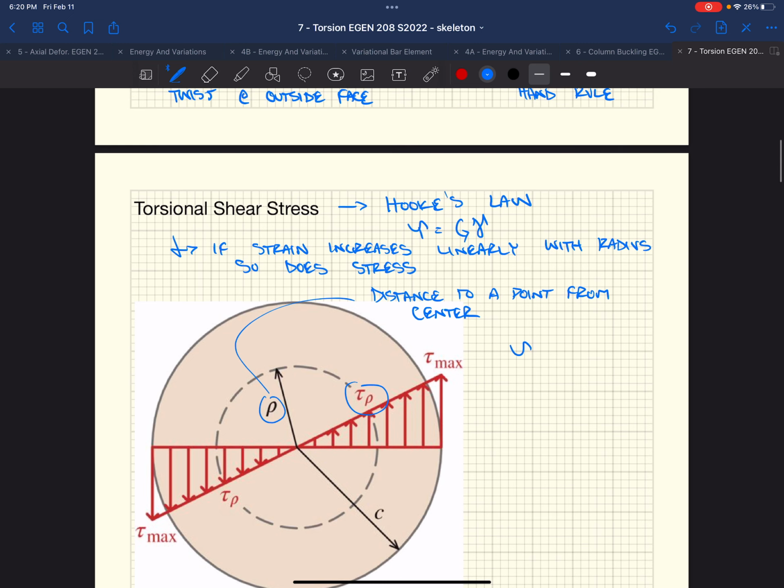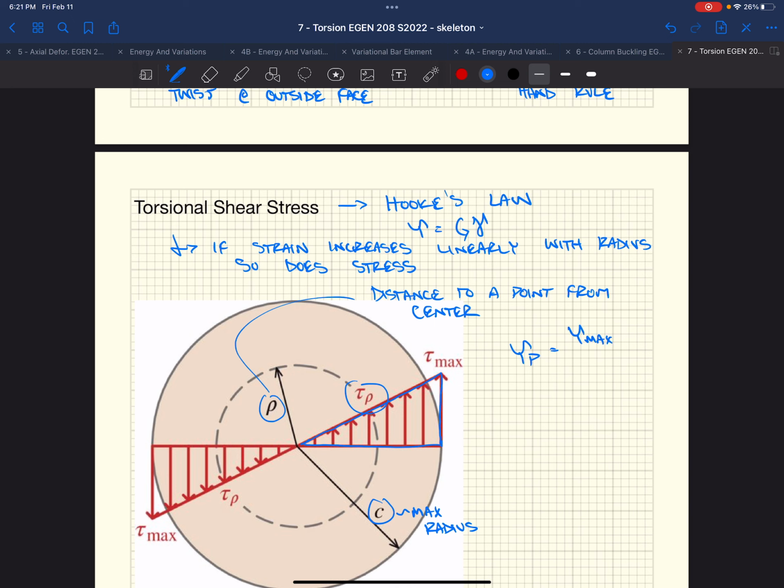okay, is tau p, which is going to be, if we look at this as a triangle, maximum at our maximum radius, which would be C. This is our max radius. And it's minimum at the center at 0. The slope of that curve is really going to be tau max over C, the rise over the run. And we're going to multiply that by the run, which is now rho, and that'll give us the value of our shear stress at some point, at a distance from the outside or the inside, right?